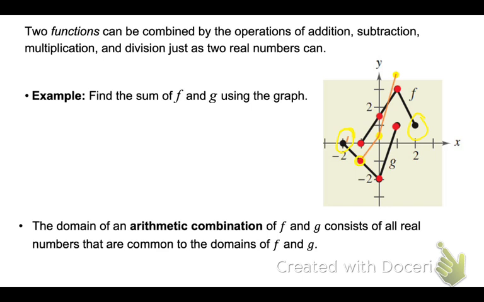The domain of an arithmetic combination of f and g consists of all real numbers that are in common in the domain. Again, if they're not in common, can you use them? No. Ready?